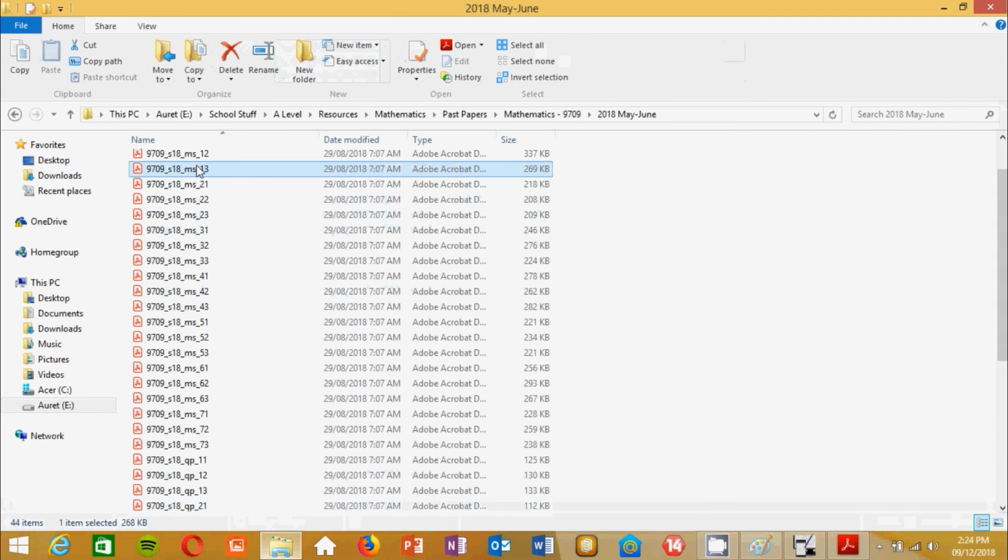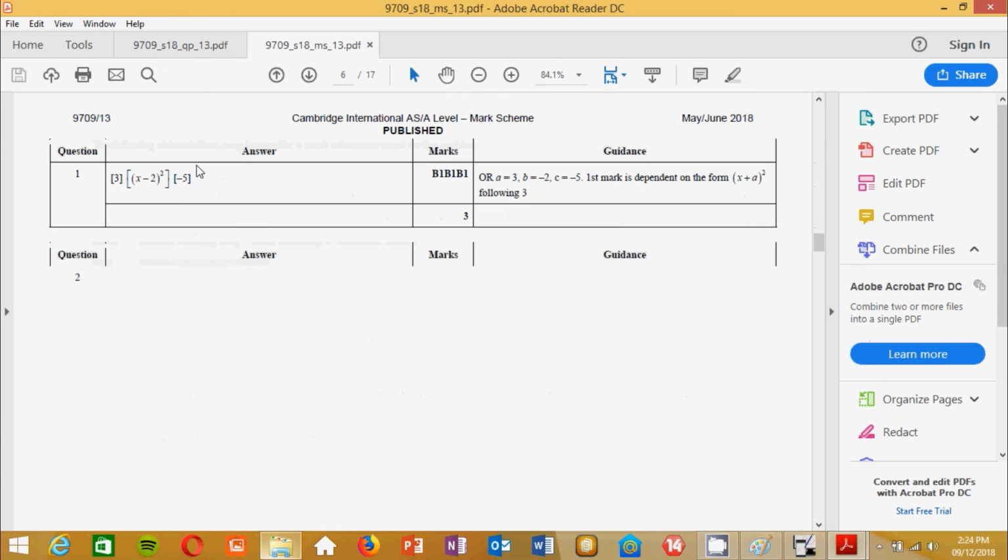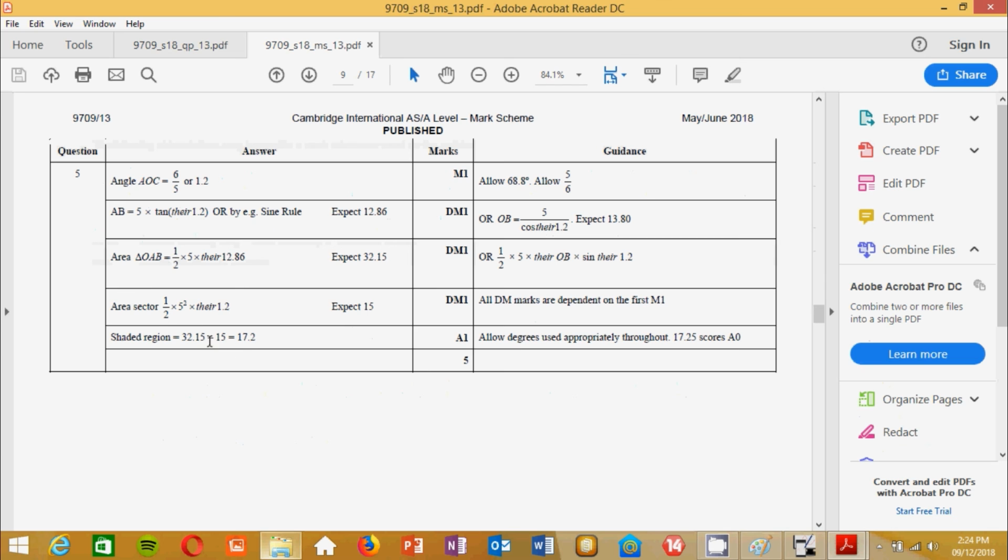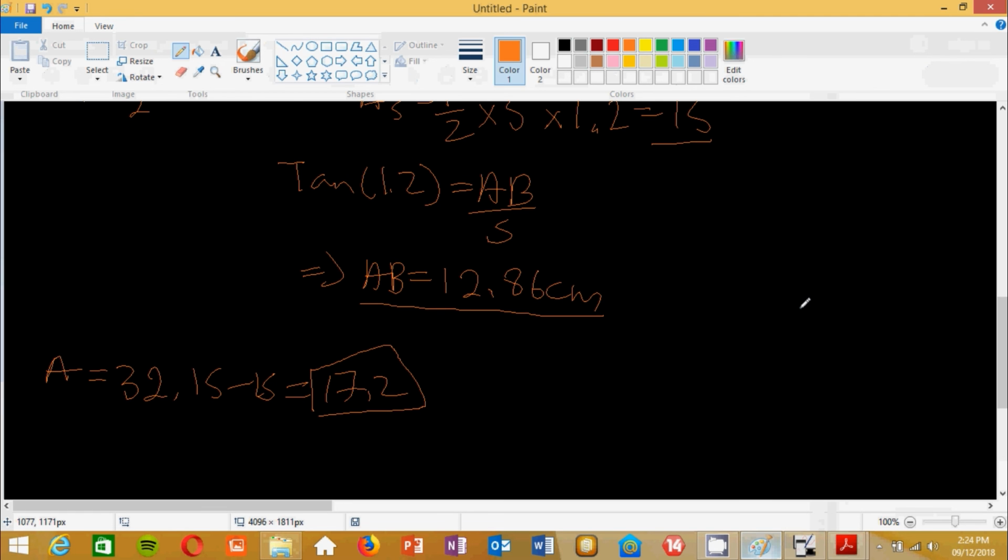If I look at the mark scheme for this, question 5, and boom, 32.15 minus 15, 17.2. And that's how you get the solution to this question. And that's it. So that brings us to the end of this example on circular problems.